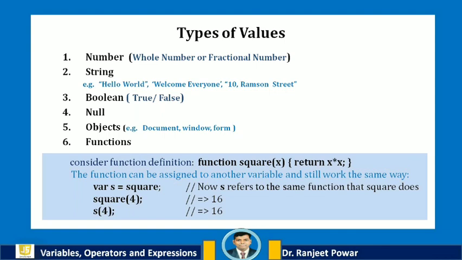Here, in the example, the square function is defined. In the next line, the function square is assigned to a variable s as a value. Now, s refers to the same function that square does. You can see the outputs are the same for both function calls.